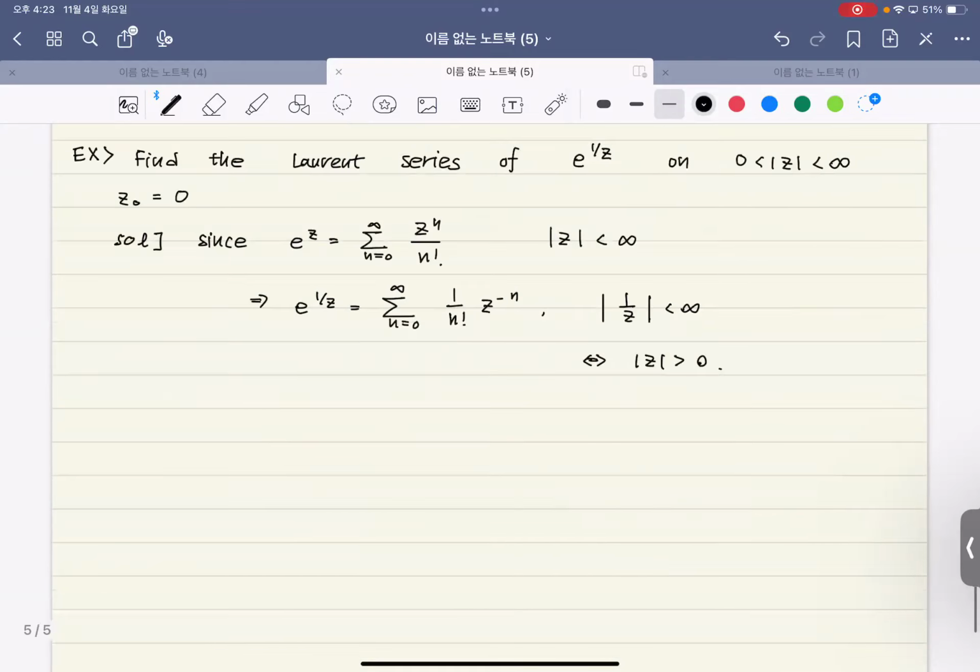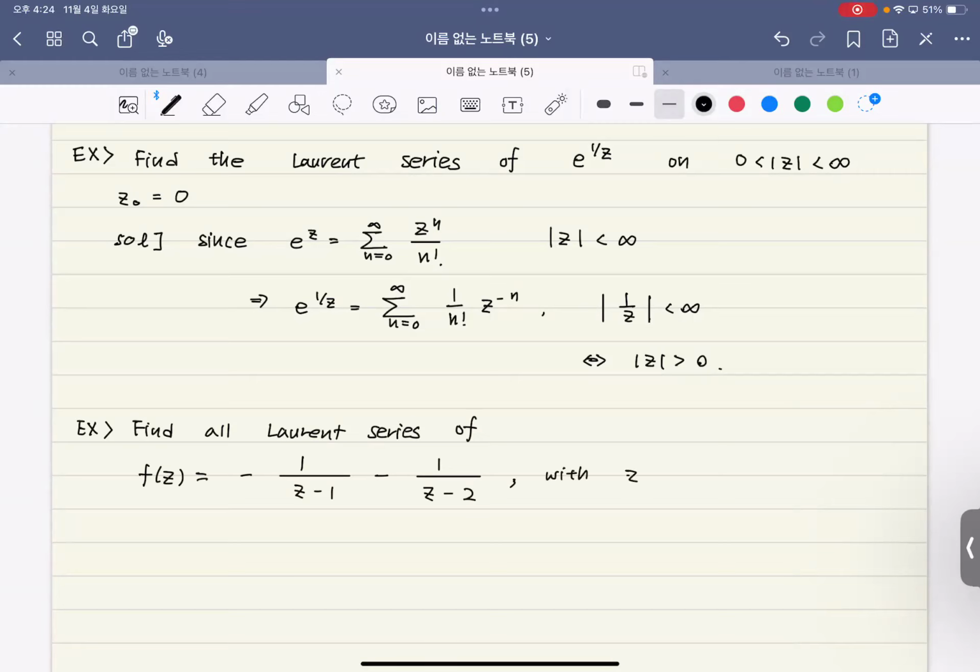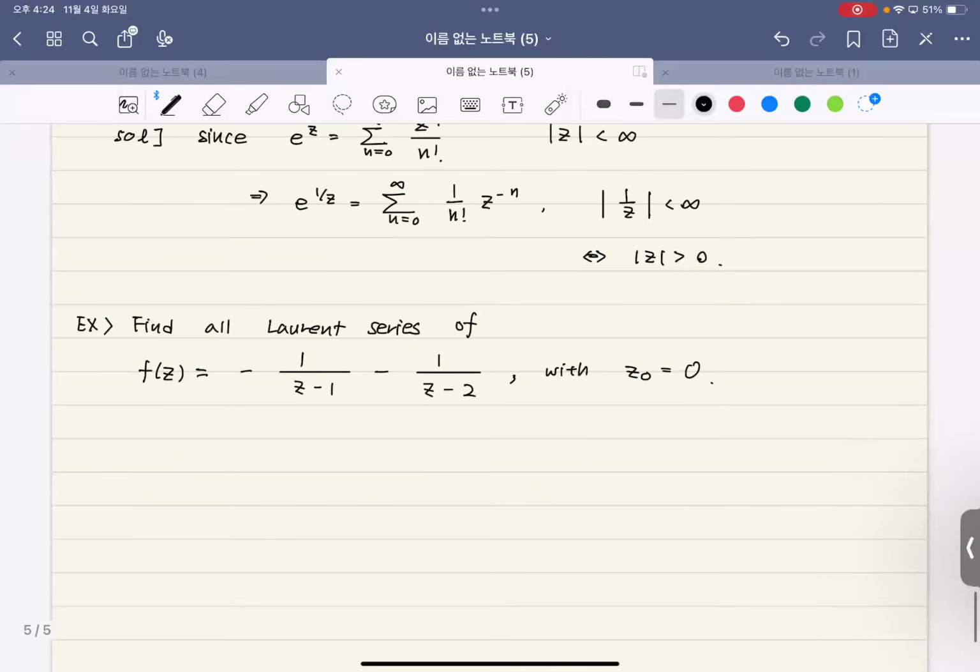The next exercise is even more interesting. Find all Laurent series of 1 over z minus 1 minus 1 over z minus 2. So I am supposed to find all Laurent series.